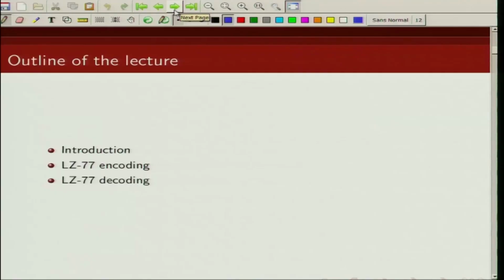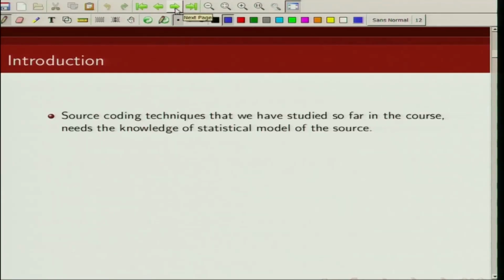Under this, we'll talk about the Lempel-Ziv algorithm. In this class we will talk about the Lempel-Ziv 77 algorithm, and in the next lecture we'll talk about the Lempel-Ziv-Welch algorithm. So we'll talk about the encoding and decoding of the Lempel-Ziv 77 algorithm in this particular lecture.